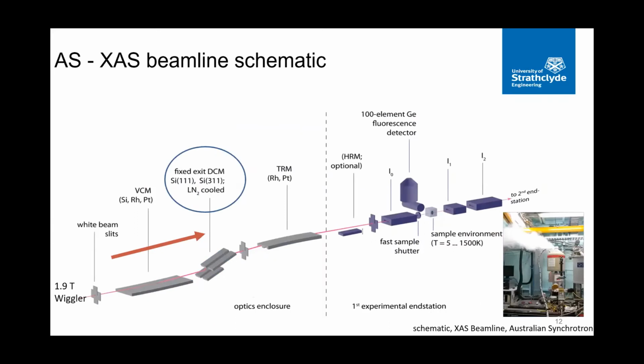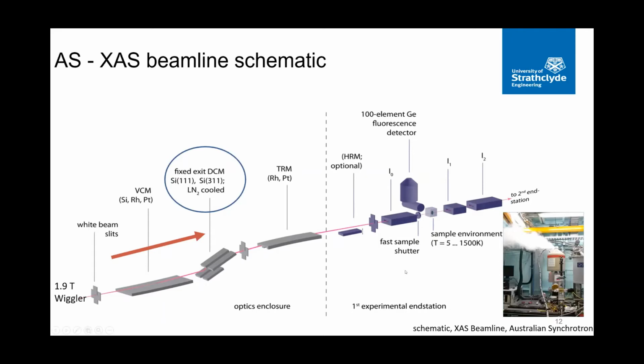So just to give you some idea of the 2 beam lines I was using, the XAS beam line was running off a 1.9 tesla wiggler, and it was upgraded while I was there into a fast DCM with 2 silicon selectors on it, 111 and 311, liquid nitrogen cooled.